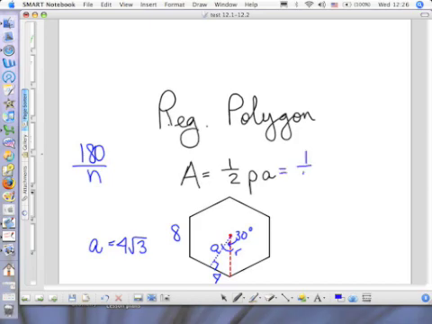It's 1/2 times the perimeter. Well, the perimeter, there's 8 times 6, which is 48. 6 sides, each 8 units long, so the perimeter is 48.